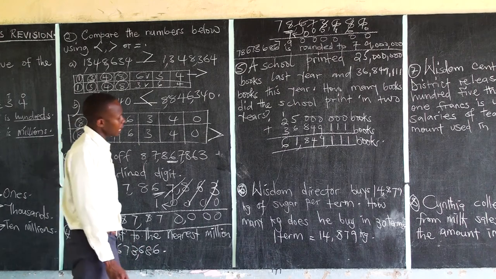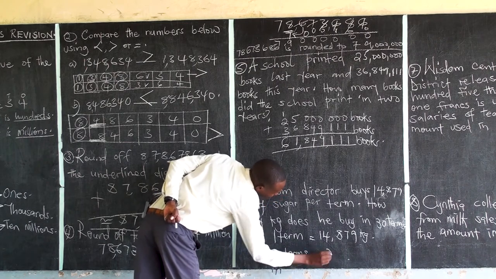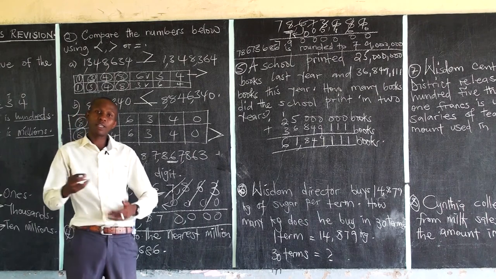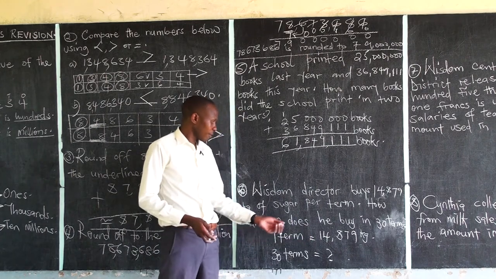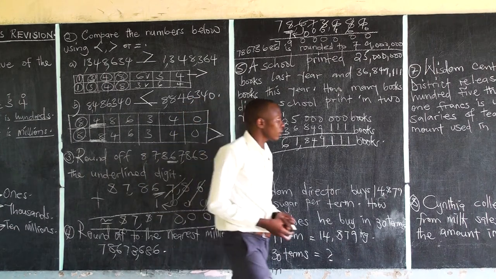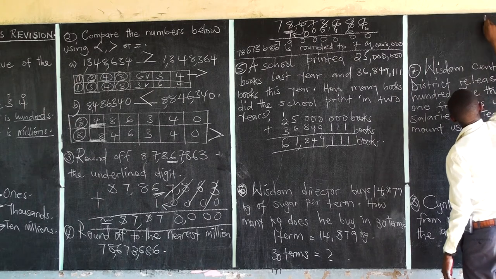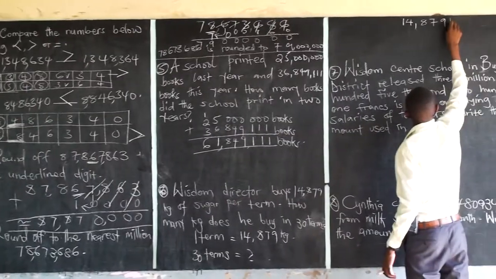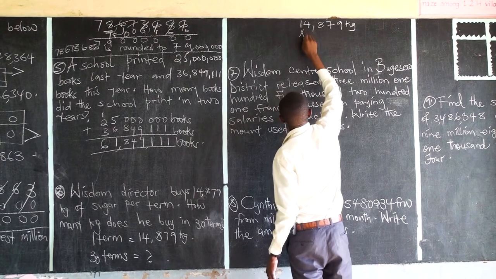So they want us to find out how much he spends on 30 terms. We don't know. But we know for one term, so we need to find out for 30 terms. For us to be in a position to find out for 30 terms, we shall have the amount for one term multiplied by 30. So I'll have here 14,879 kilograms times 30.